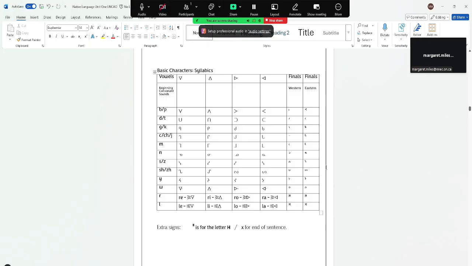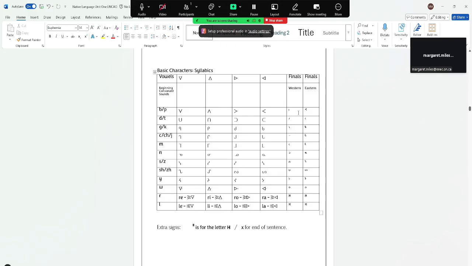If you look on the right hand side of the chart where the finals are, there's Western and Eastern. In this course we will be using the Western. And if you look down on the Western column, we can see these signs.